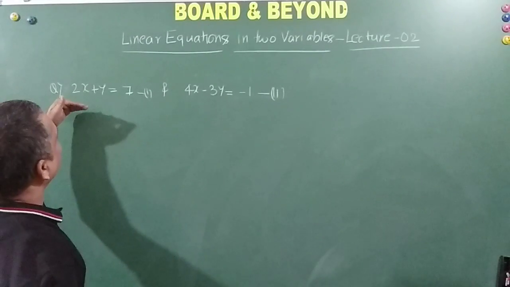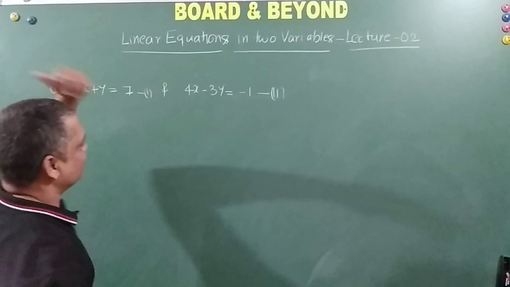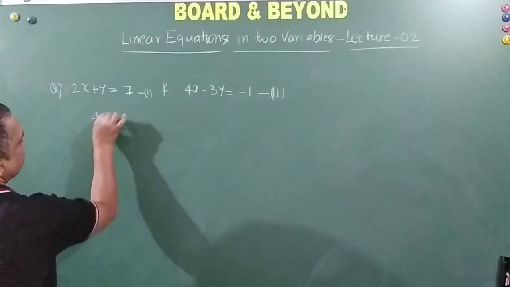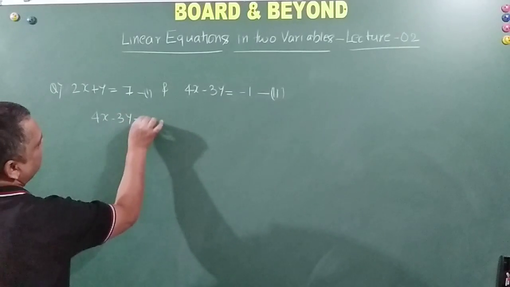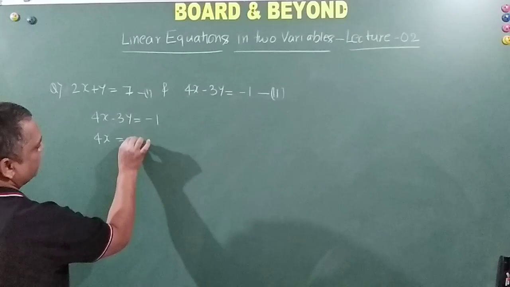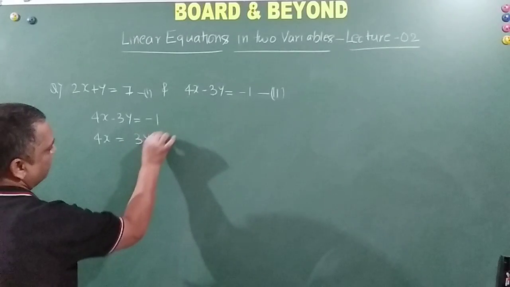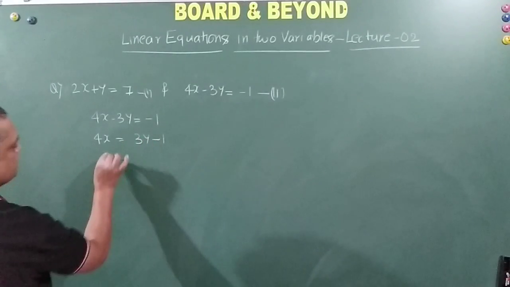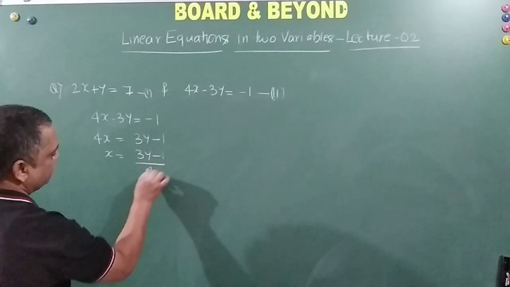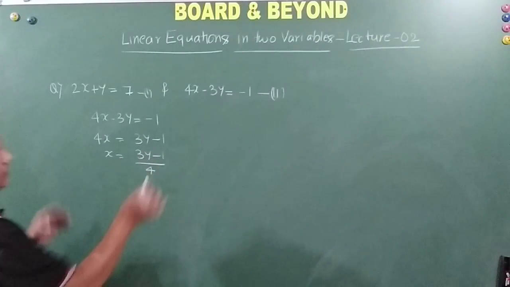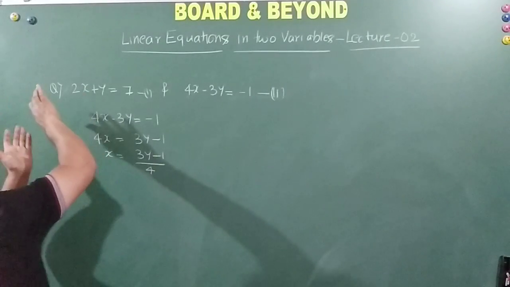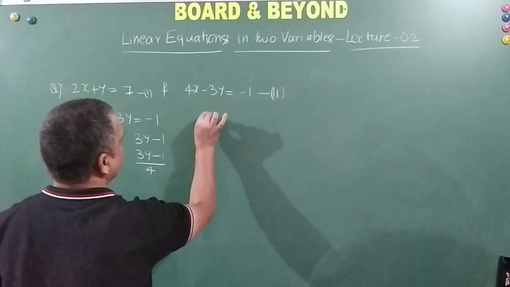Okay, so let's take any one, right friends? So let's take up this one. 4x minus 3y is equal to minus 1, right? So 4x minus 3y is equal to minus 1 has been given to us. So can we write 4x is equal to 3y minus 1? This will become plus. So x is equal to (3y minus 1) divided by 4, right? So this is from 2. Now substitute this value of x in 1. Okay, so substituting it in 1.